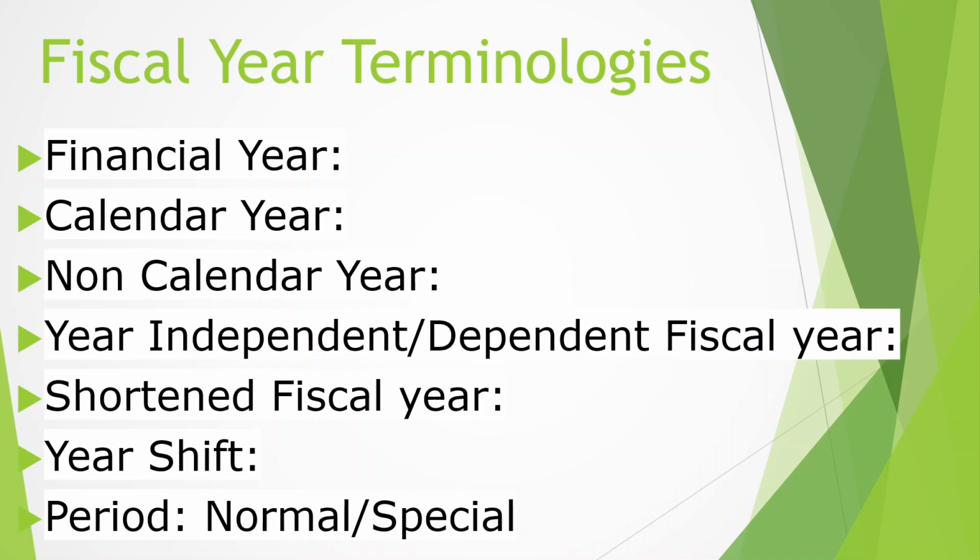So for example, the year 2024, from 1st of January 2024 till 31st of December 2024, will be considered a calendar year. Any year other than this will not be considered a calendar year, because the calendar year variety is only one across the globe. Only one, from January 1st to December 31st for a given year.